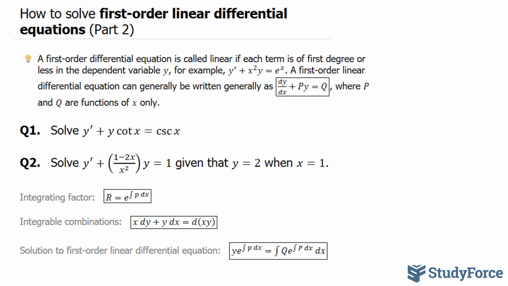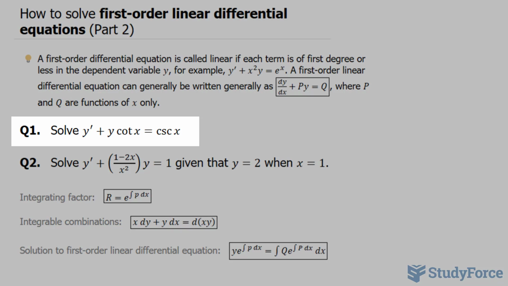In this lesson, I'll show you how to solve first-order linear differential equations. This is part 2. Now, before we start tackling questions 1 and 2, remember that a first-order linear differential equation can generally be written as dy over dx plus py is equal to q, where p and q are functions that are exclusively in terms of x only.